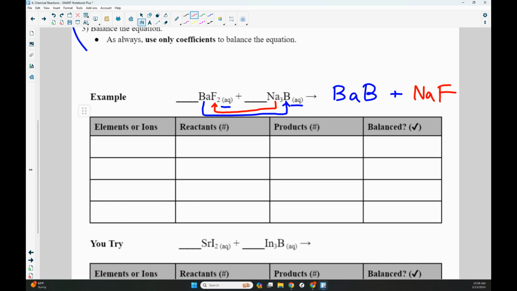Now, something I probably should have started off with here is we should have identified the charges of all these ions. So the charge of barium is +2, fluoride is -1, sodium is +1, and boride is -3. And that's going to be important on the other side when we get to step 2 here.